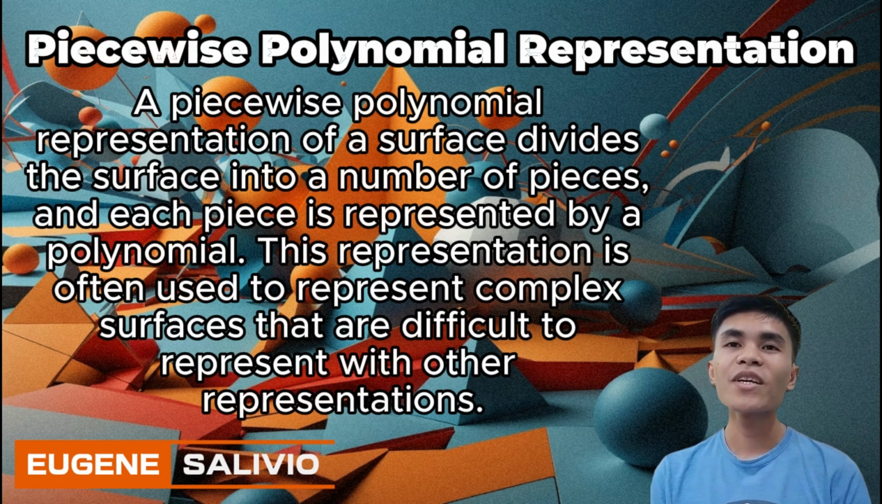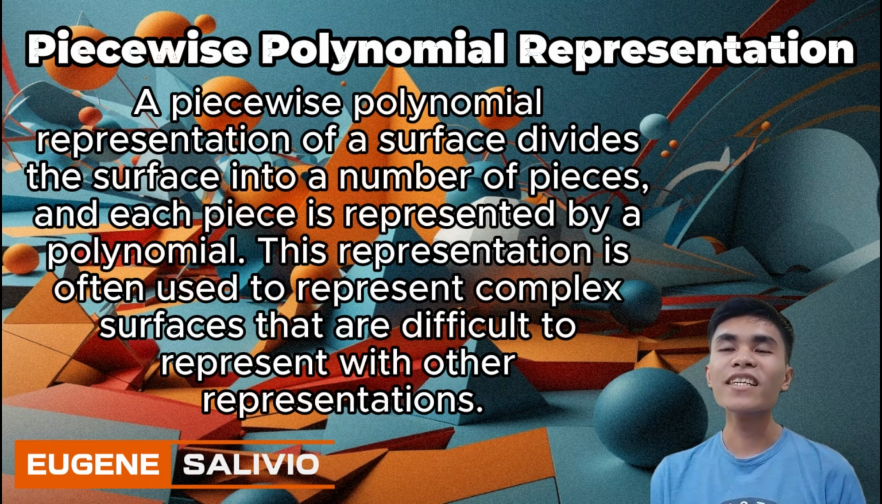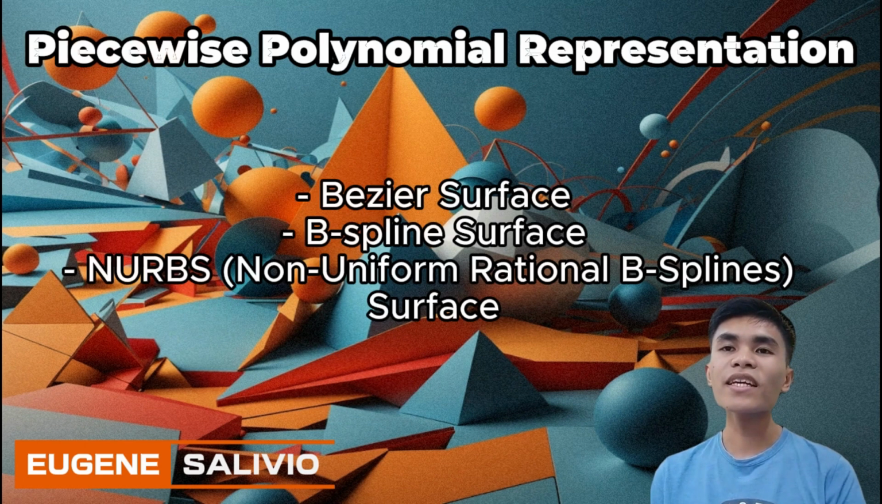Number 4, piecewise polynomial representation. In this representation, the surface is divided into a number of pieces, and each piece is represented by a polynomial. This representation is often used to represent complex surfaces. Here are some examples of piecewise polynomial representation of surfaces.